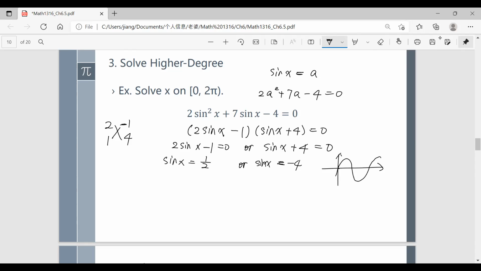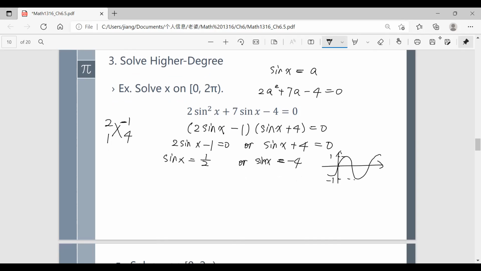I can continue to draw. The maximum is 1, minimum is -1. So I have nowhere to draw more graph in this area, because if the y value equals -4, the graph must be here. So this one is not in the range of sine x. So we need to delete it or omit it. So put an x here.